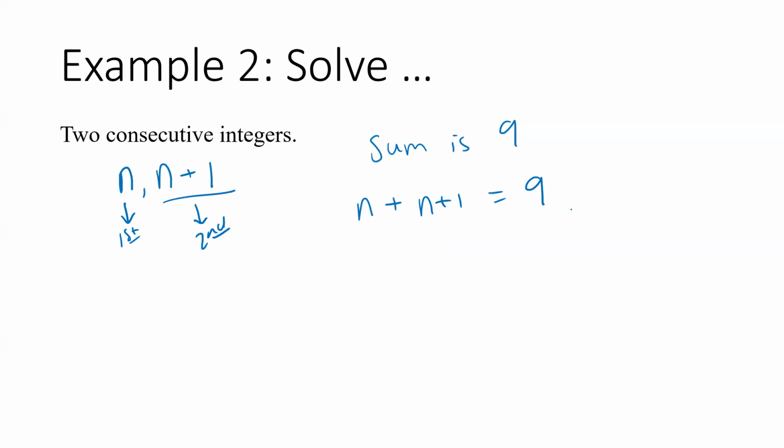Does that make sense? So then mathematically, we get 2n plus 1 equals 9. Then we get 2n equals 8. So n has to be 4. And therefore, n plus 1 is 5. So my two numbers would be 4 and 5. Make sense?